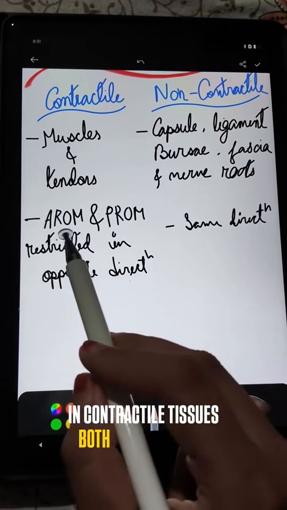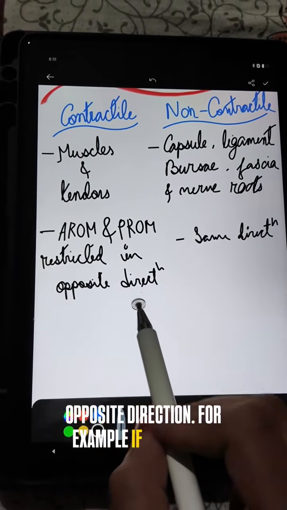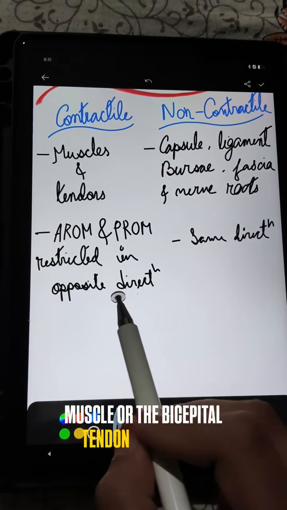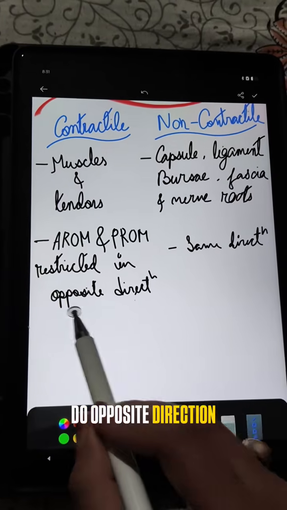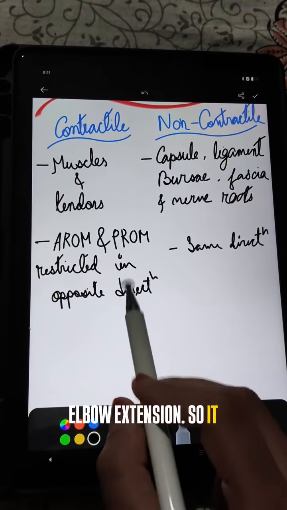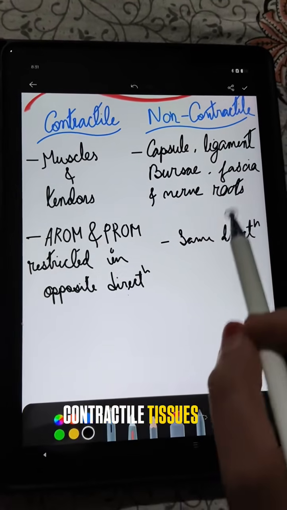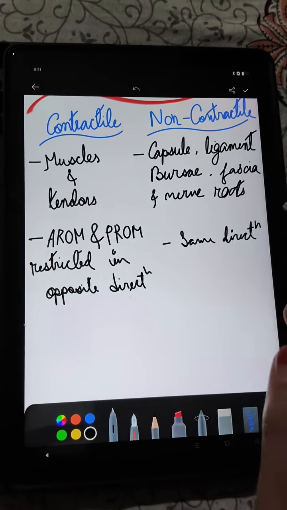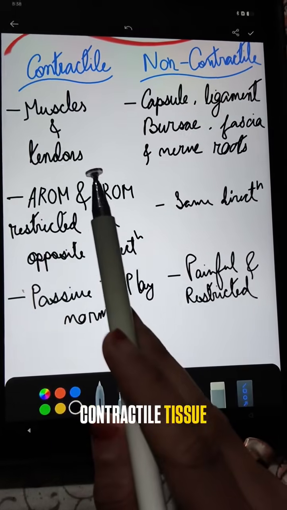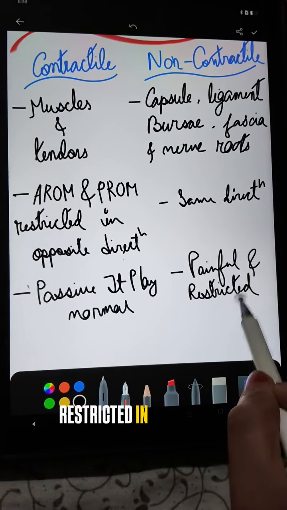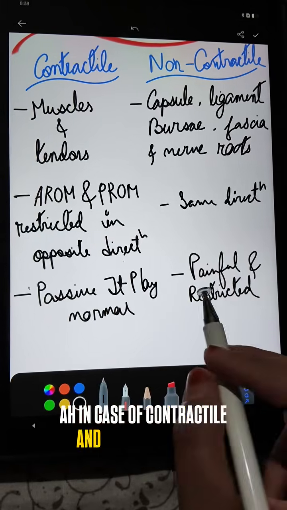In contractile tissues, both the active and passive ranges of motion are restricted in opposite directions. For example, if the biceps muscle or the bicipital tendon is injured, the biceps does elbow flexion. So if we do the opposite direction movement, that is elbow extension, it will be restricted and maybe painful also. In case of non-contractile tissues, the active and passive ranges of motion are restricted in the same direction. Passive joint play is normal in case of contractile tissue lesions, and it is painful and restricted in case of non-contractile tissue lesions. Why is the passive movement normal in case of contractile and painful and restricted in case of non-contractile?